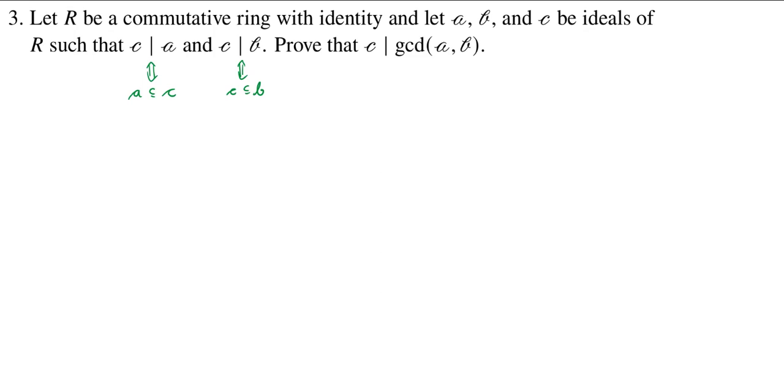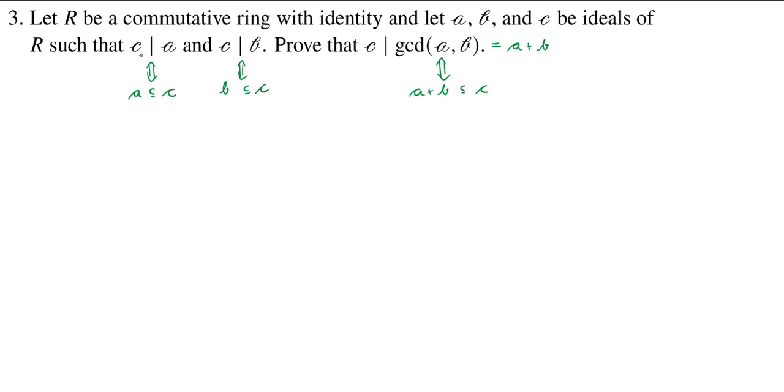So we want to prove that C divides the GCD of A and B, and the definition of the GCD of two ideals is the sum of those two ideals. So what that means is that we need to prove that the sum of the ideals A and B is a subset of C. And written this way, oh, we actually wrote this backward over here, didn't we? Look at that. B is a subset of C. So looking at this is actually pretty easy now.